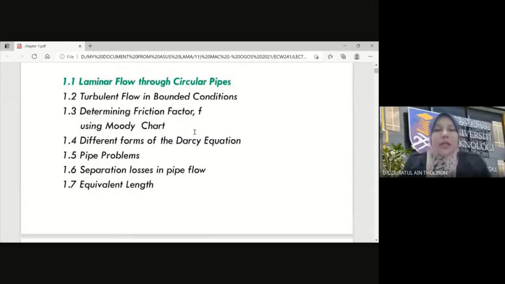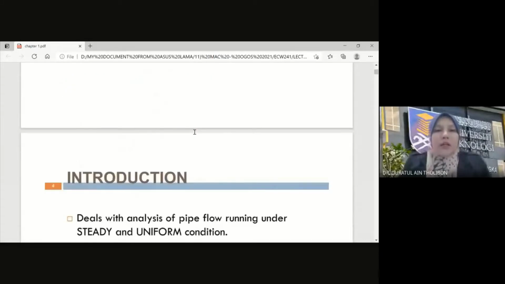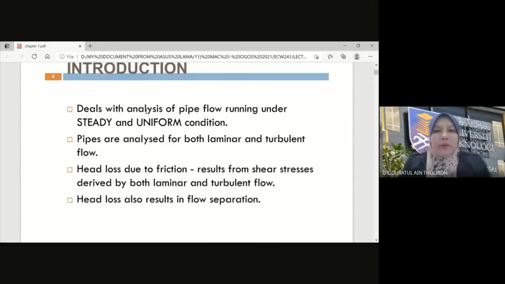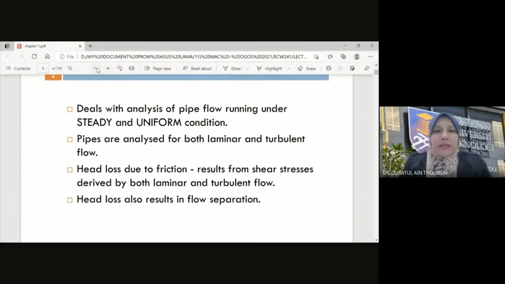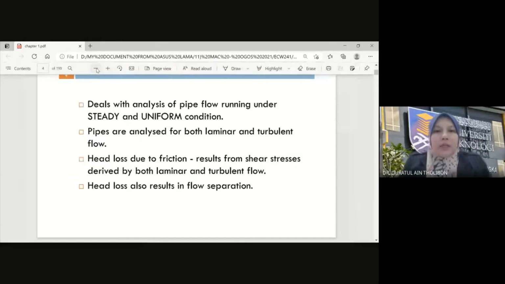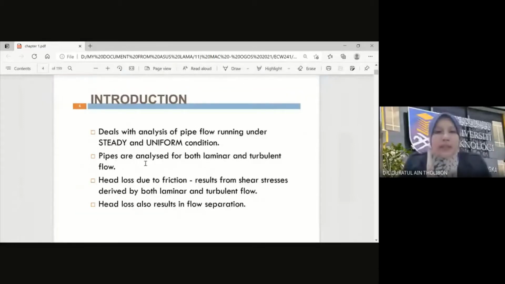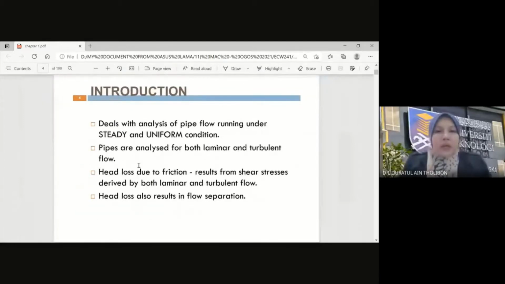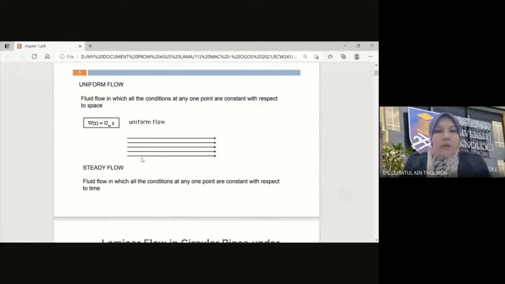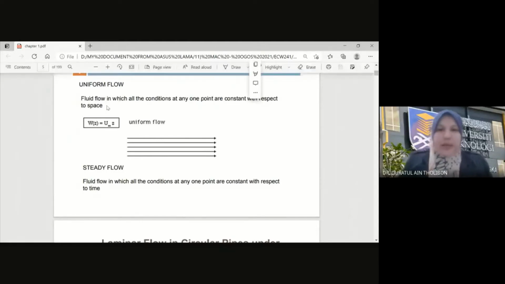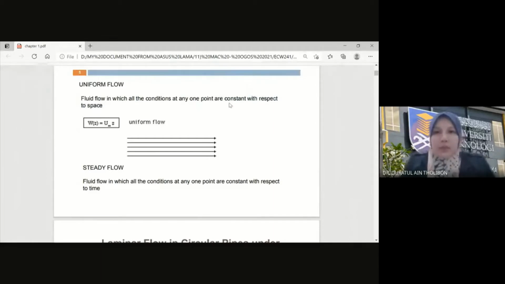Okay, so here we deal with analysis of pipe flow running under steady and uniform condition. What do you understand by steady? Steady and uniform. As for uniform, we have the fluid flow in which all the conditions at any one point are constant with respect to space. What does it mean by constant with respect to space?